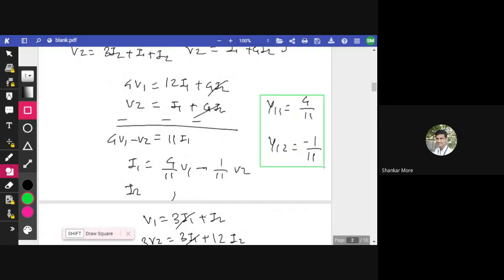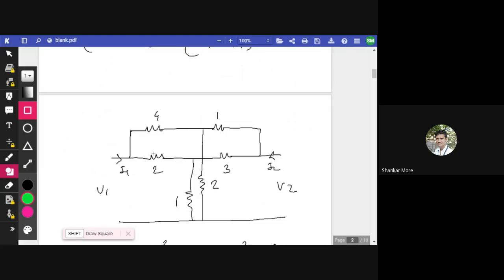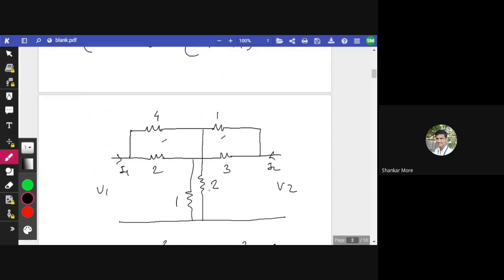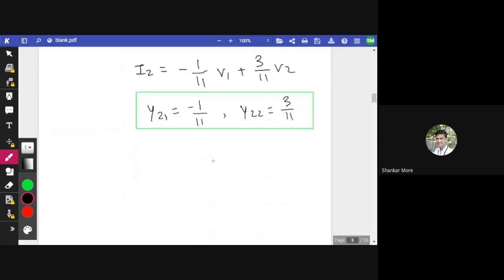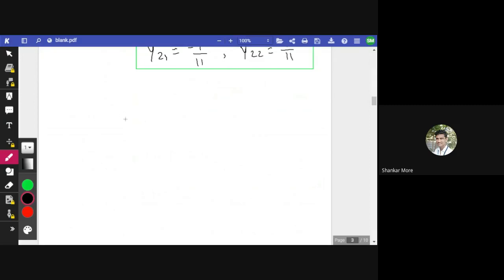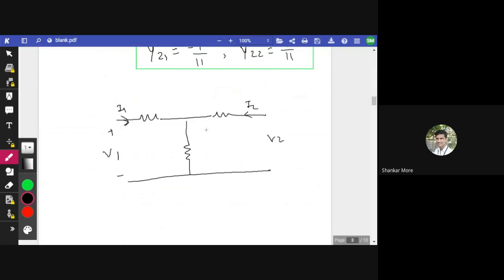Okay. Now we have to again draw the second network as well, and for the second network, we have to calculate y parameters. So the second network has three resistances: 4, 1, and 2. This is a 4 ohm resistance, a 1 ohm resistance, and a 2 ohm resistance. So again, we have another network. Similarly, V1, I1, I2, V2, 4, 1, and 2.